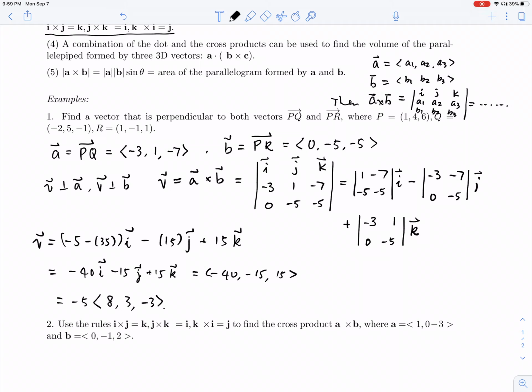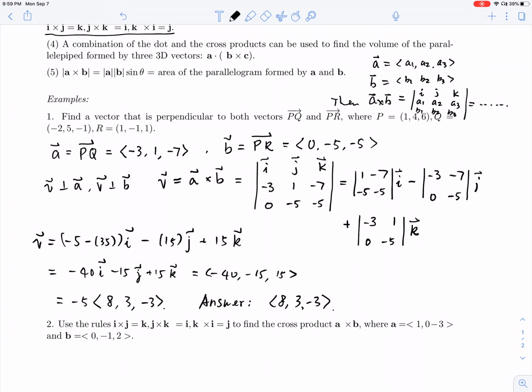So we know that if you multiply by a scalar factor, it's not going to change the vector's direction. So we can choose this one. So that's the final answer. We can say we have 8, 3, negative 3.